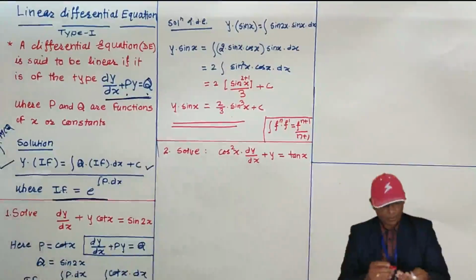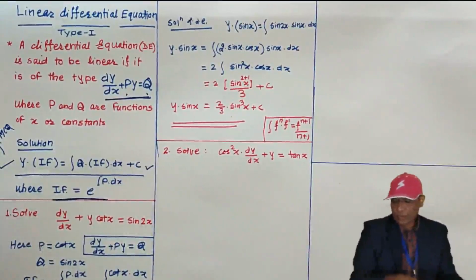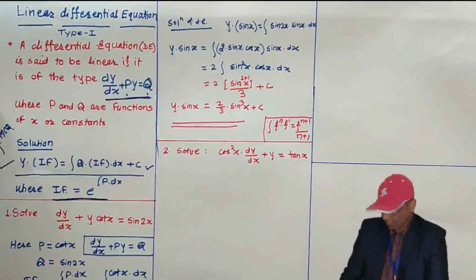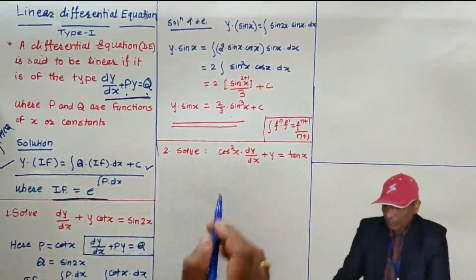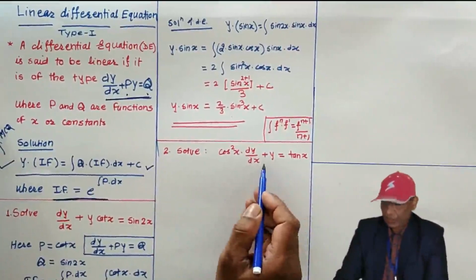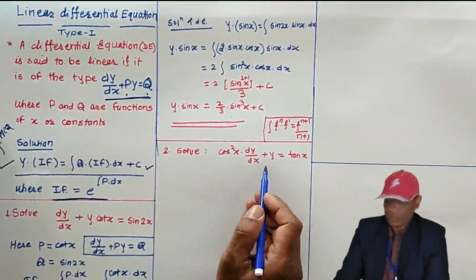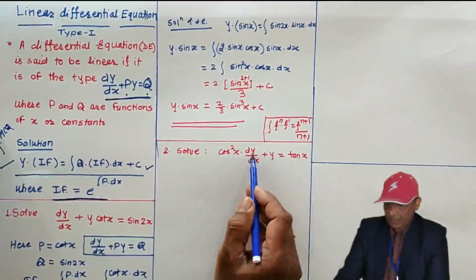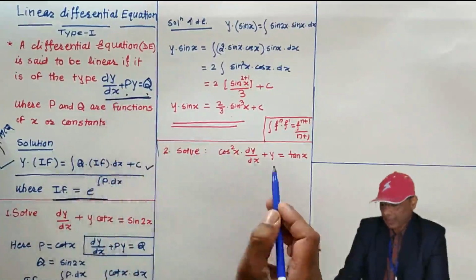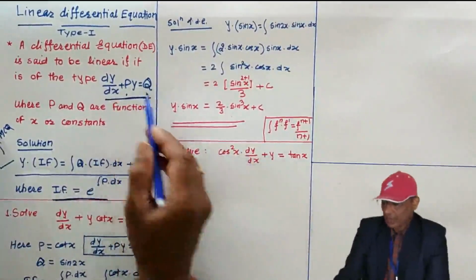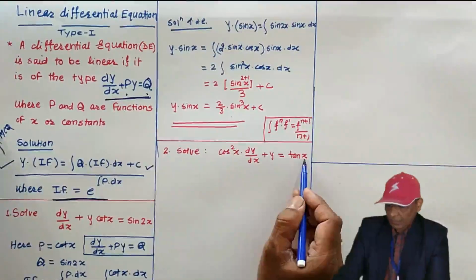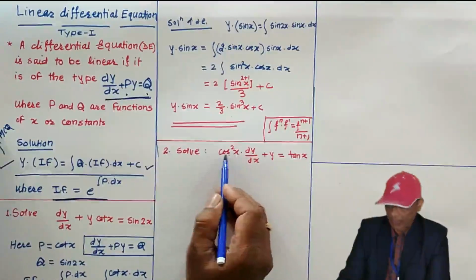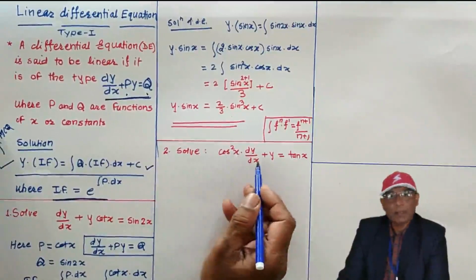Now, next problem, the same type of problem. Cos square x dy by dx plus y equal to tan x. This we are going to solve. If you look at this differential equation, this observation is very important when you solve differential equations. First term contains dy by dx, second term contains y only, right hand side is a function of x. But this unwanted cos square x is present. We don't want cos square x. So you can divide it by cos square x.